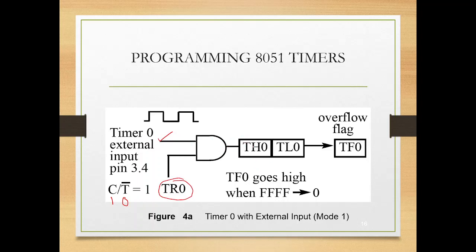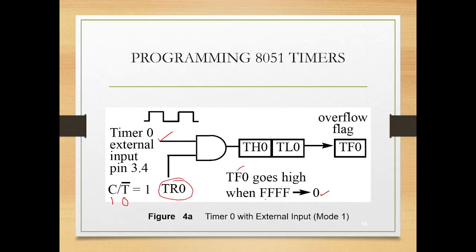The registers are TH0 and TL0. This is the connection given to the registers, and here we have TF0, which goes high when the count rolls over from FF to 0. That is, whenever the rollover occurs, the flag register of timer 0 goes high.